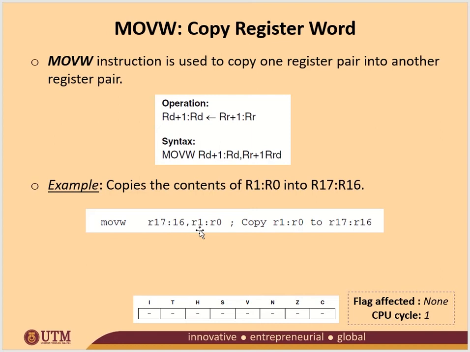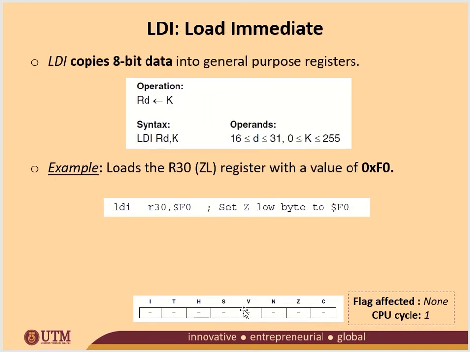And this is R1, R0. This is your source register where you want to copy the data from. Again, you see down here there are no flags affected for the data movement instruction. And then we have an LDI. This one we already learned in the previous slide, so I might skip this one.